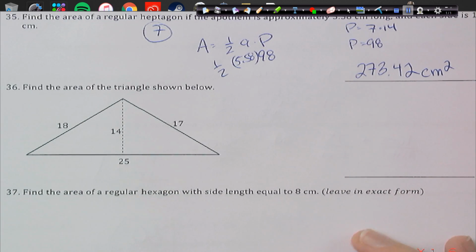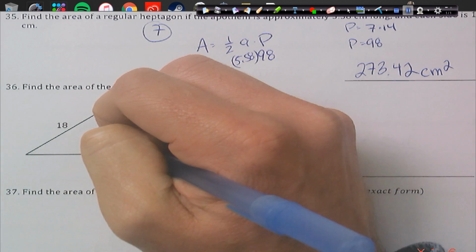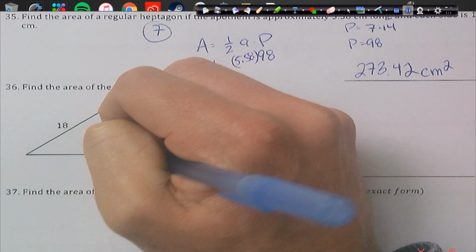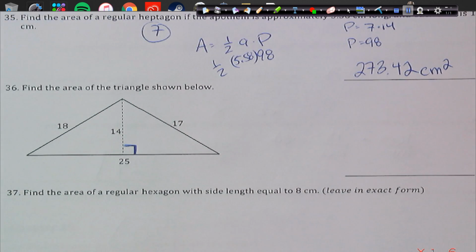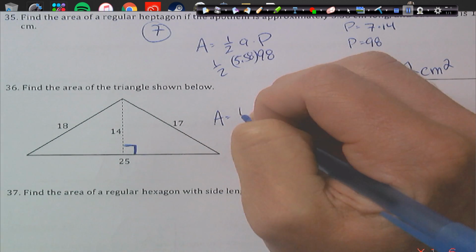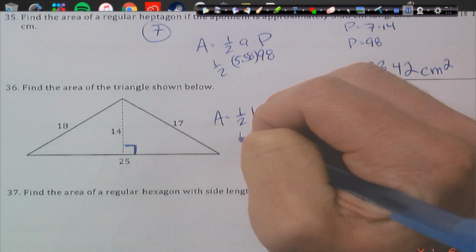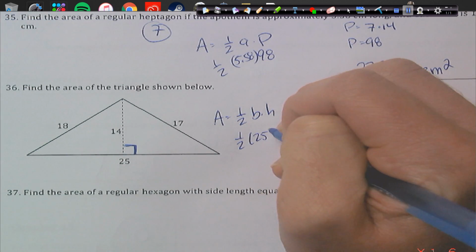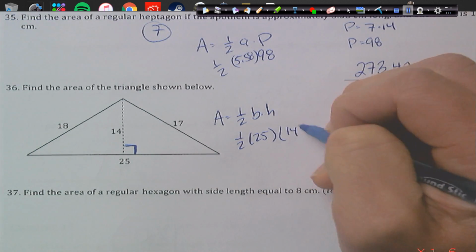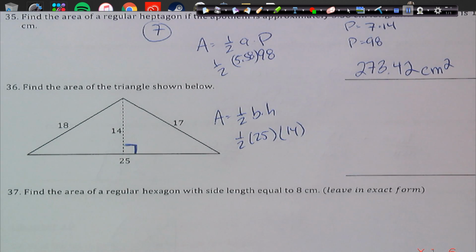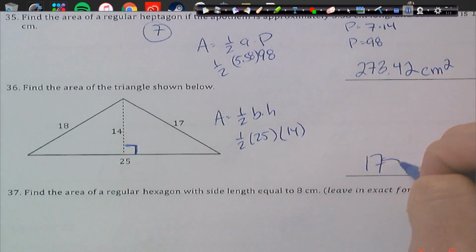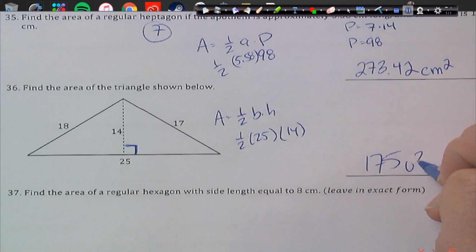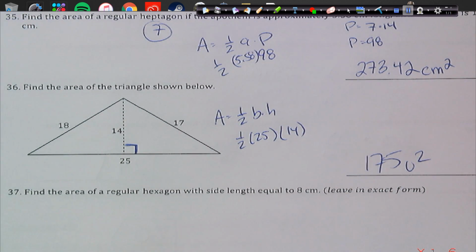Find the area of the triangle below. Well, again, I'm sorry, but that is supposed to have a 90 degree on it. Otherwise, we'd have a difficult time. But triangles are 1/2 base times height. So 1/2, 25 times 14. And we can just do our math real quick, and we are all set. 175, and we're going to do square units.